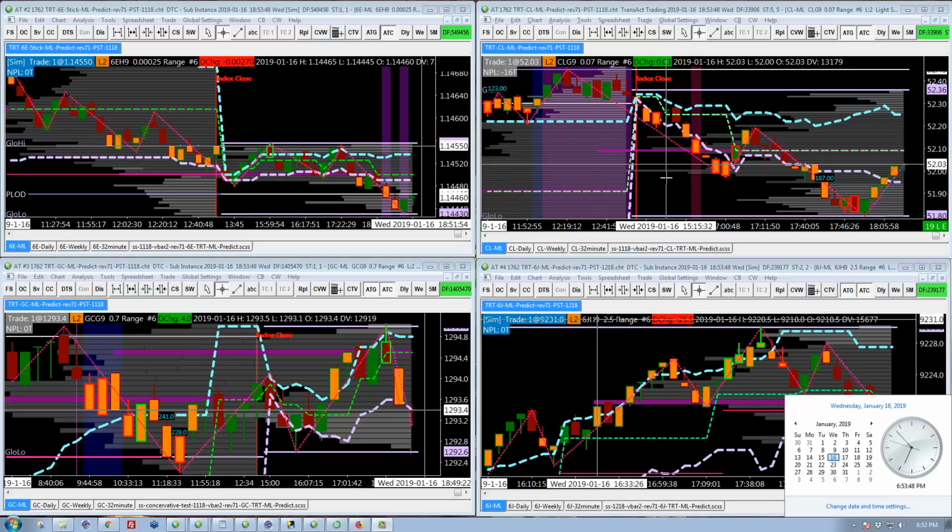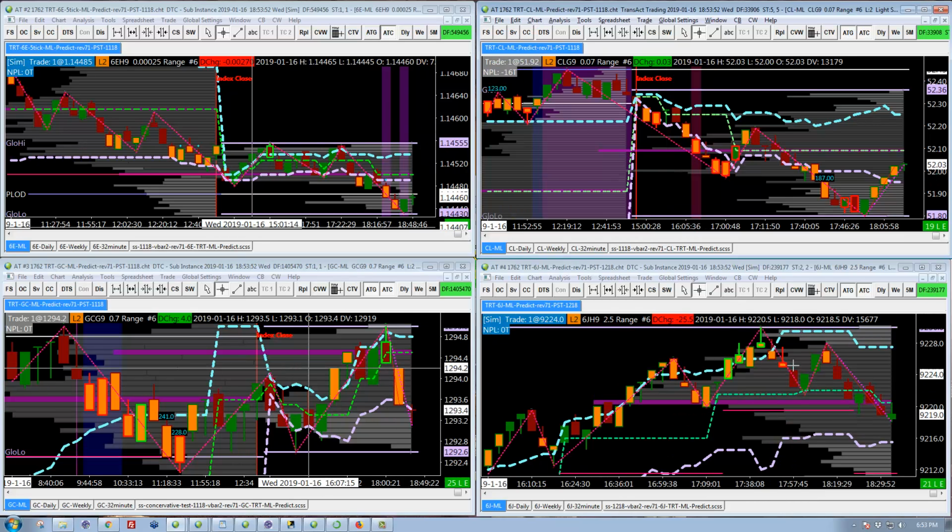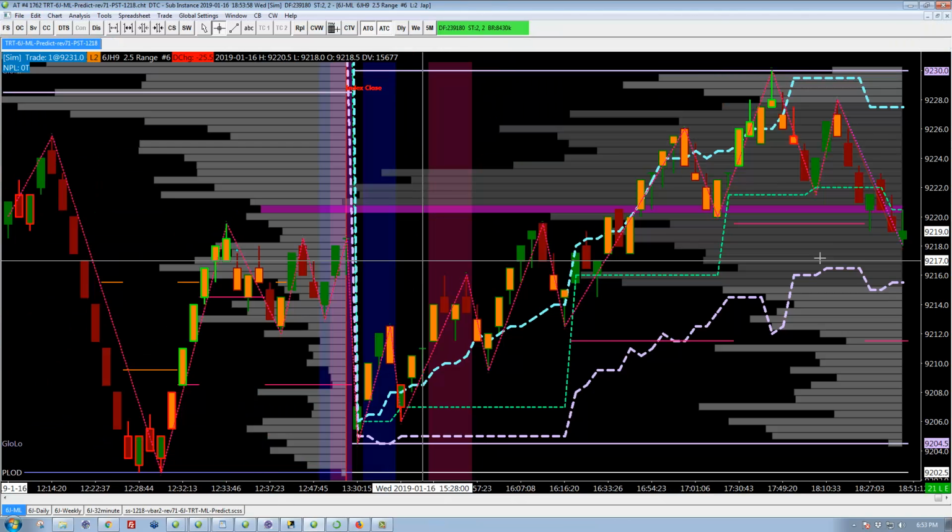We're going to spend most of our time talking about oil, max loss today on oil. But let's take a look at the other ones real quick and get them out of the way. The yen is in sim, but it is now running a new model. There were no trades today.